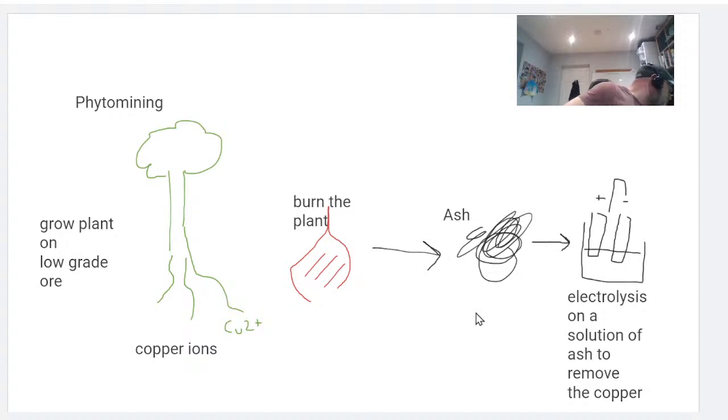If you're doing OCR, it's paper 2 for AQA and paper 2 for OCR. Chemistry.